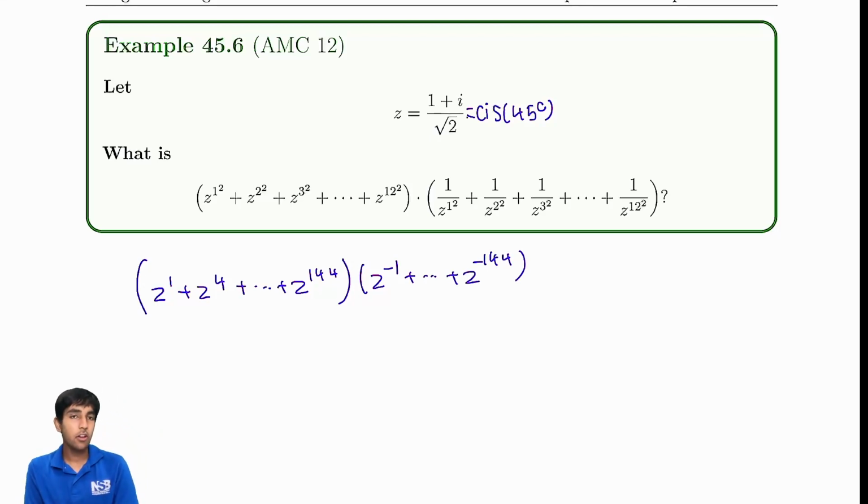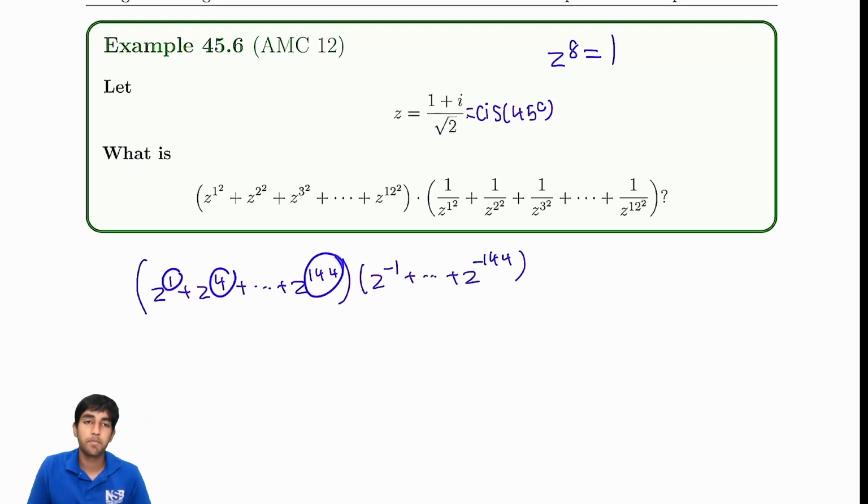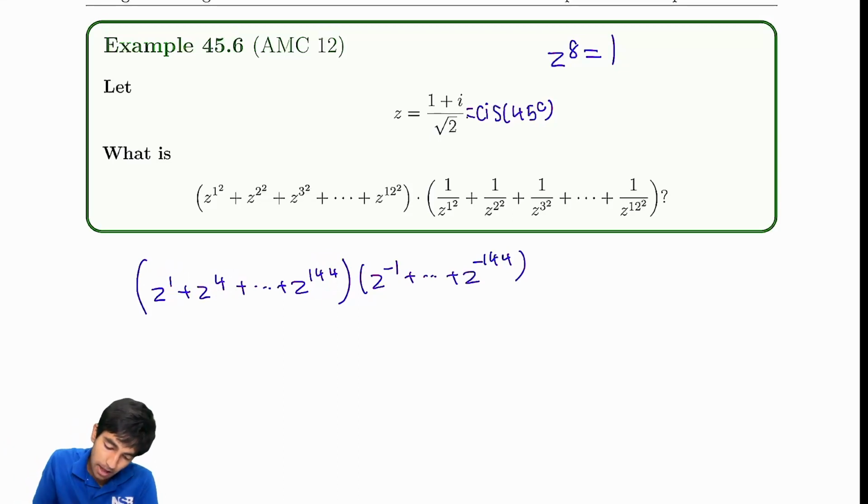The key thing to notice here is z to the 8th is 1, because 45 to the power of 8 is cis 360, or 1. Z to the 8th is 1. So really, it suffices to find these values mod 8, because that's all we care about. So these are just perfect squares. Is there a pattern mod 8? 1 squared is 1 mod 8.